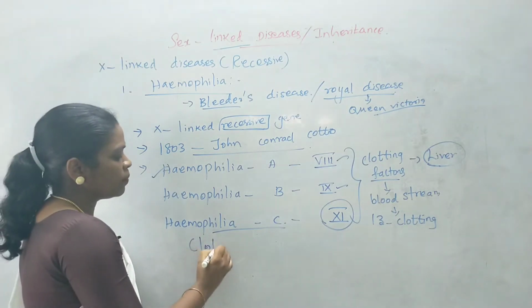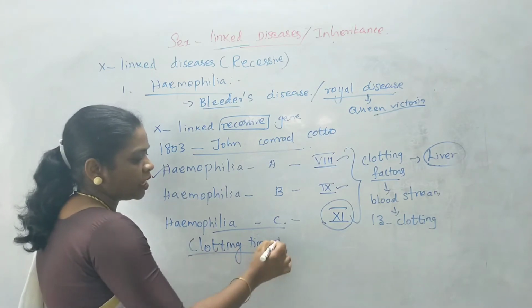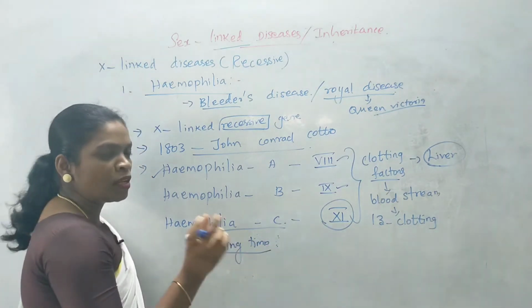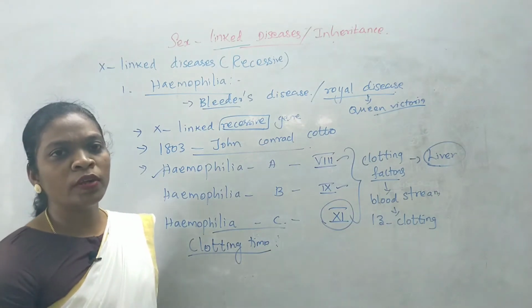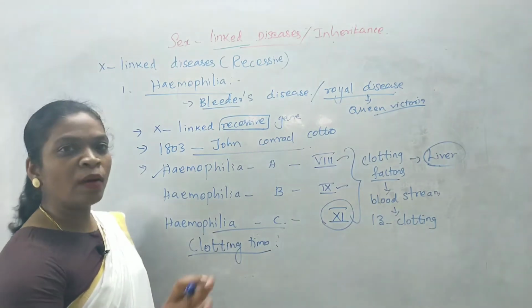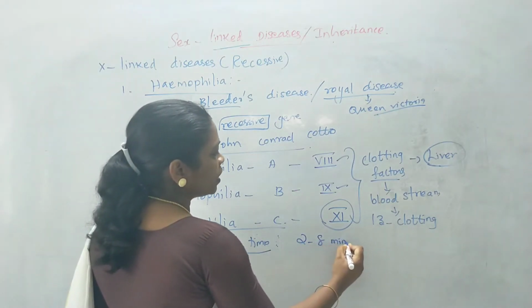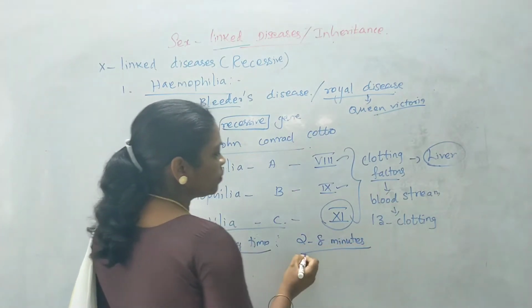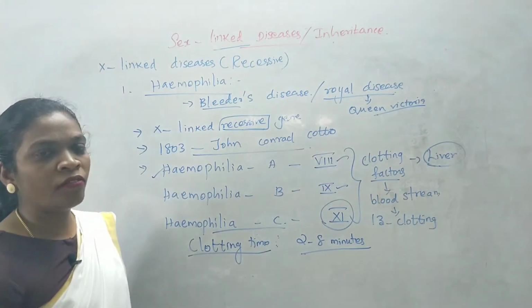Do you know what the normal clotting time is in a human being? When there is an injury, within how many minutes should the blood clot? The bleeding will vary if the injury is very severe, but the normal clotting time is 2 to 8 minutes. Within 2 to 8 minutes, the bleeding from the individual will be stopped by means of these clotting factors.